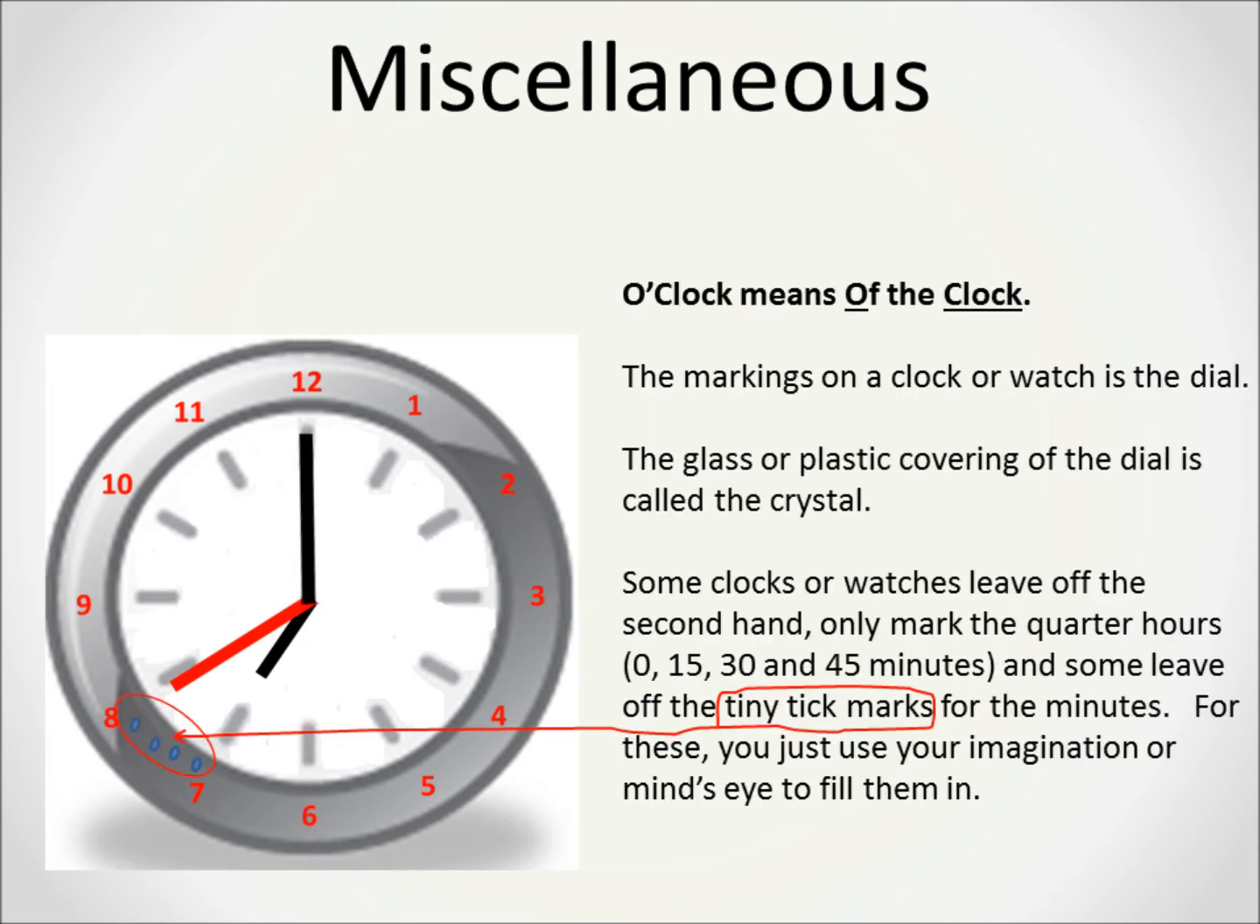Some interesting notes: o'clock just means of the clock. Again, if it's 7 o'clock, that means the shortest hand, the hour hand, is on 7, and the minute hand is on 12, meaning there are no minutes into the next hour. Some clocks and watches, especially those meant for fashion, leave off the second hand and only mark the quarter hour starting at the top, 0, 15, 30, and 45 minutes. Also, some leave off the tiny tick marks in between the numbers. I prefer the clocks with all the markings, but when you encounter these, just use your mind's eye or your imagination to fill them in.